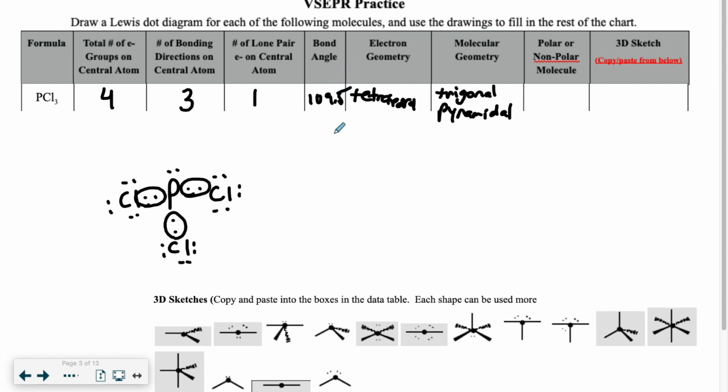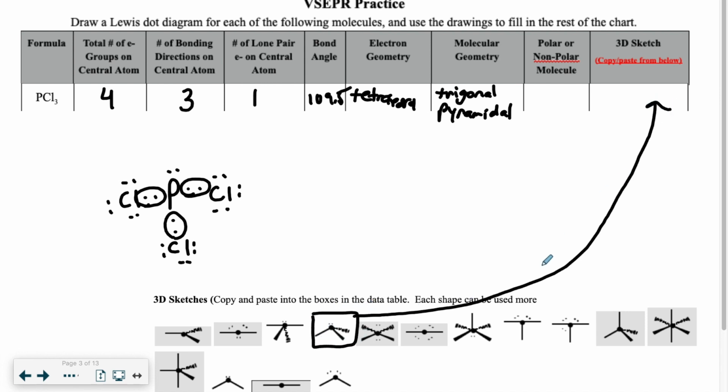Now, in actuality, it's a little bit less than 109.5 degrees because of this lone pair that's present. It's going to push down these bonds more than an additional bond would, but writing in 109.5 degrees is perfectly fine. All right, now for the 3D sketch. I should have 3 bonds and a lone pair according to my chart, so it's going to be this one right here. So this is what you would copy and paste into that box.